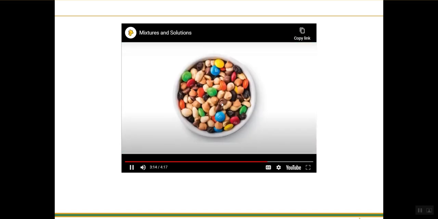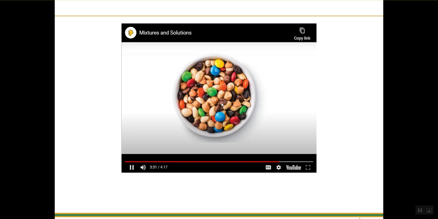Here is a bowl of trail mix. What does this represent? This bowl represents a mixture. Two or more things are being mixed together, but they are not evenly mixed. If you were to grab a handful, sometimes you'd end up with a bunch of M&Ms, while other times you might end up with a bunch of nuts or raisins.